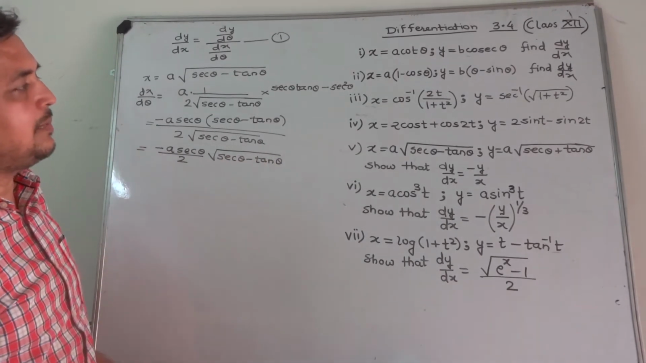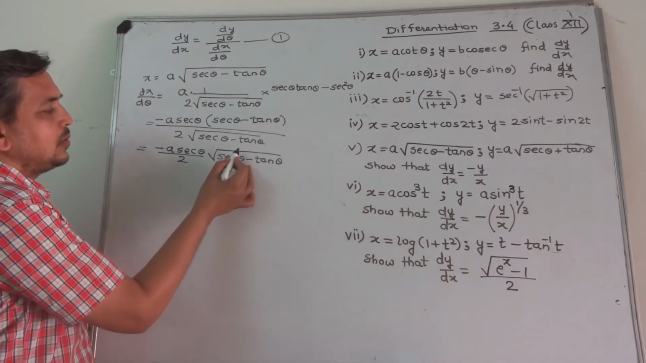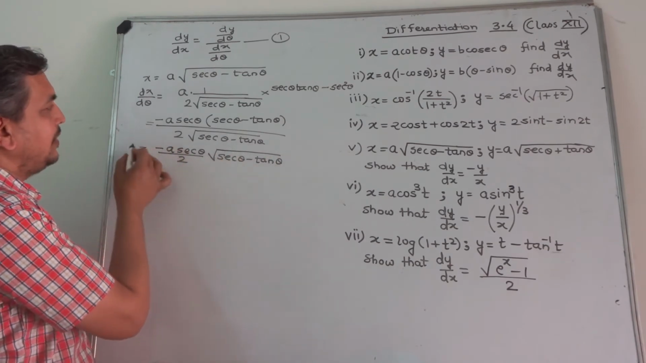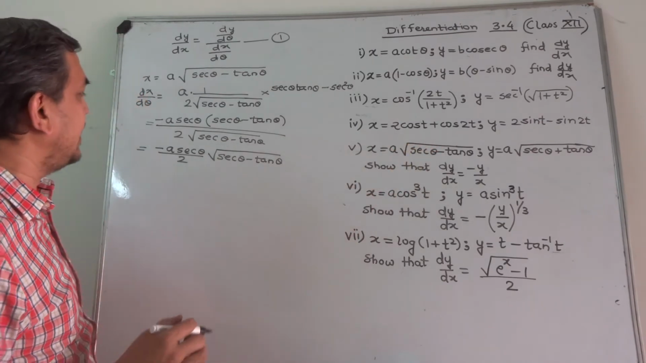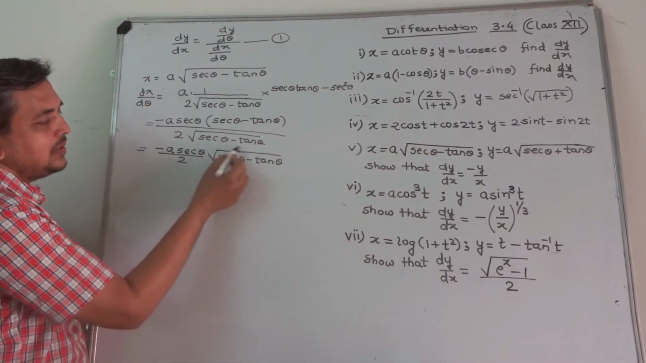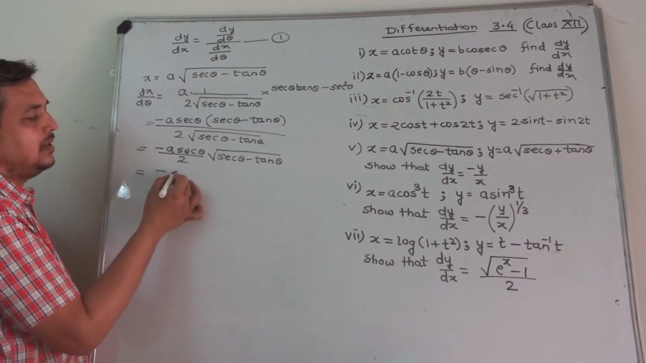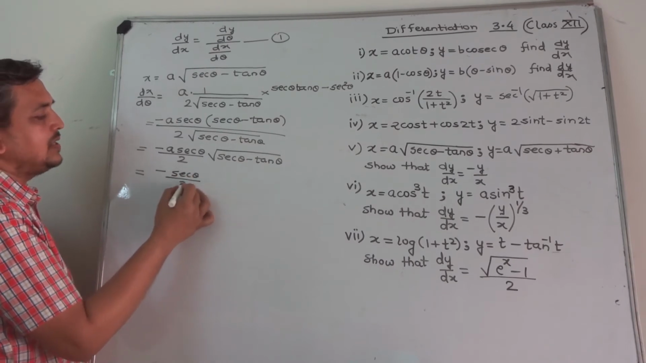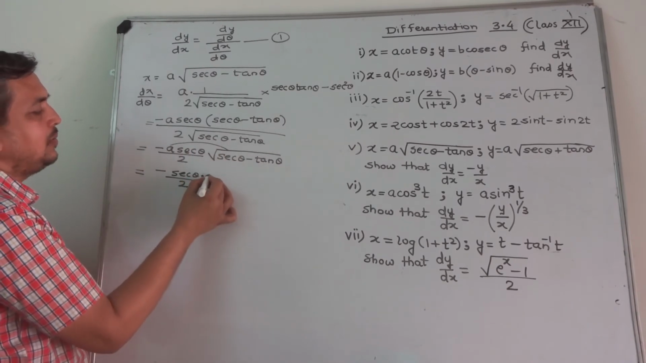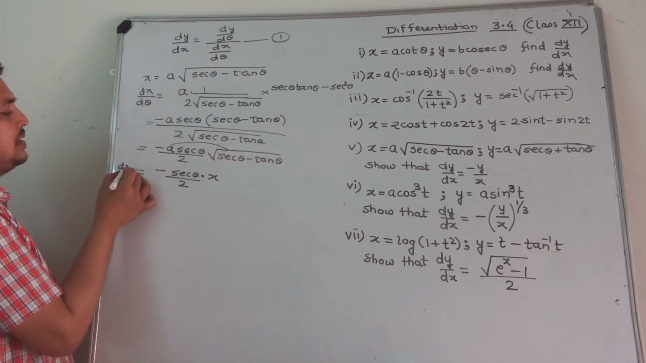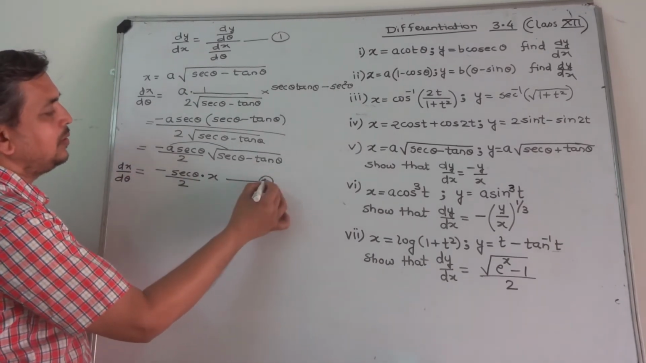Now just to make adjustments in the final step, we want this answer as minus y by x. So can we avoid this complete term from dx by d theta? See, x is a root of sec theta minus tan theta. Can we find a root of sec theta minus tan theta here? So this can be written as minus a as it is, sec theta upon 2 as it is, and this complete term a into this root, we substitute this as x. So this is dx by d theta, number 2.